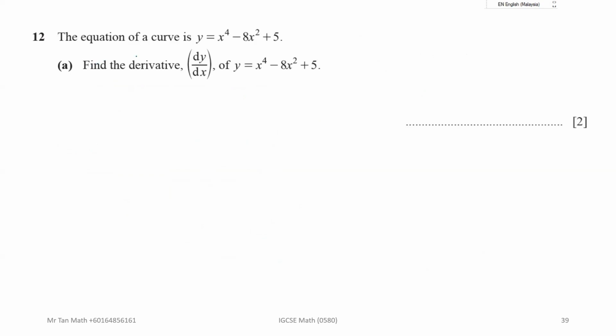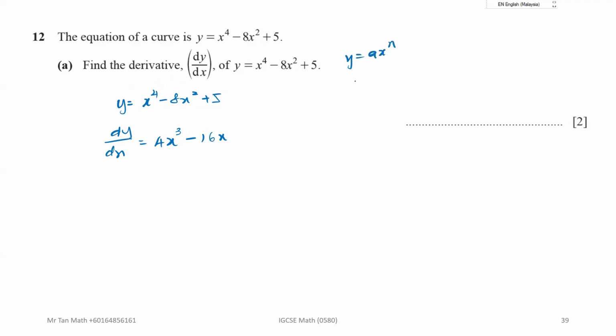Number 12. Okay, the equation of the curve is y equals x to the power of 4 minus 8x squared plus 5. Find the derivative, dy dx. So y equals x to the power of 4 minus 8x squared plus 5. dy dx equals 4x cubed minus 16x.